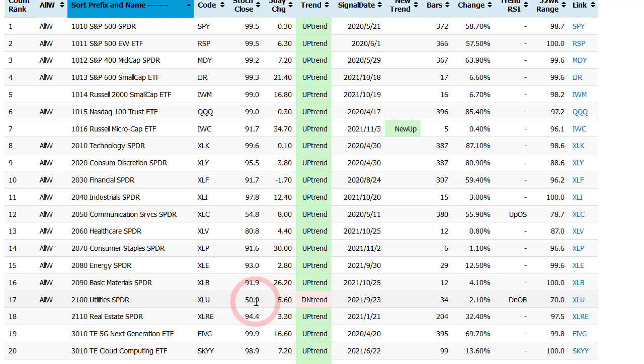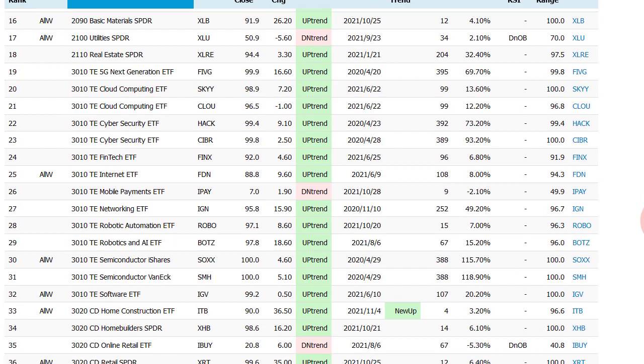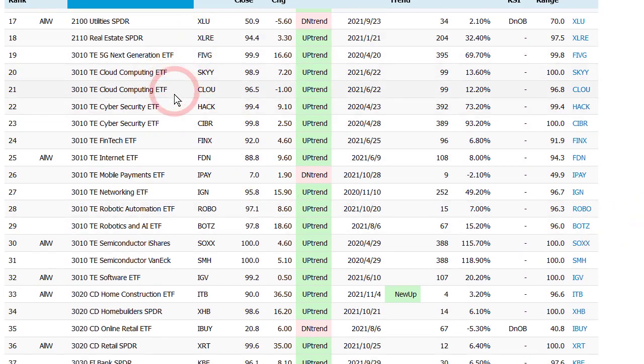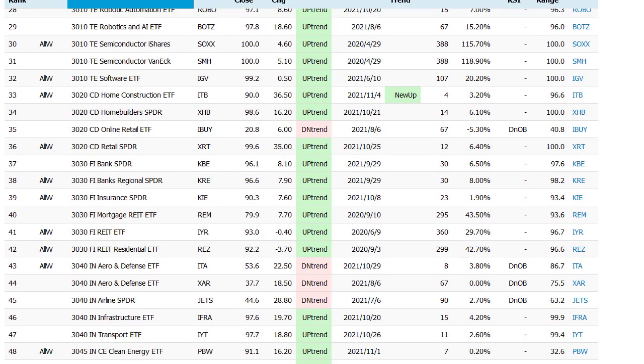You can see StochClose is at 50, which basically means it's in the midpoint of its 6-month range. REITs are near the high point, so they are strong with the StochClose in the mid-90s. But if we scroll down here, we can see the technology-related ETFs are in uptrends, except for iPay. It is the weakest. And then we scroll down a little further, we can see home builders. iBuy is still in a downtrend. That would be the online retail ETF. XRT is in an uptrend.